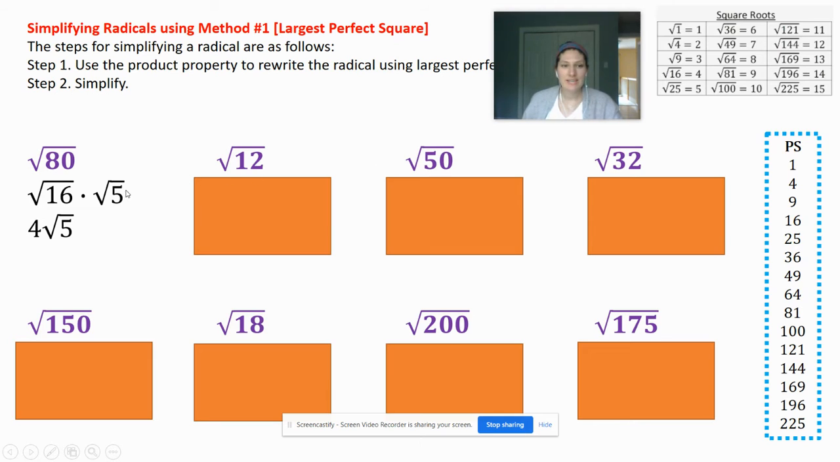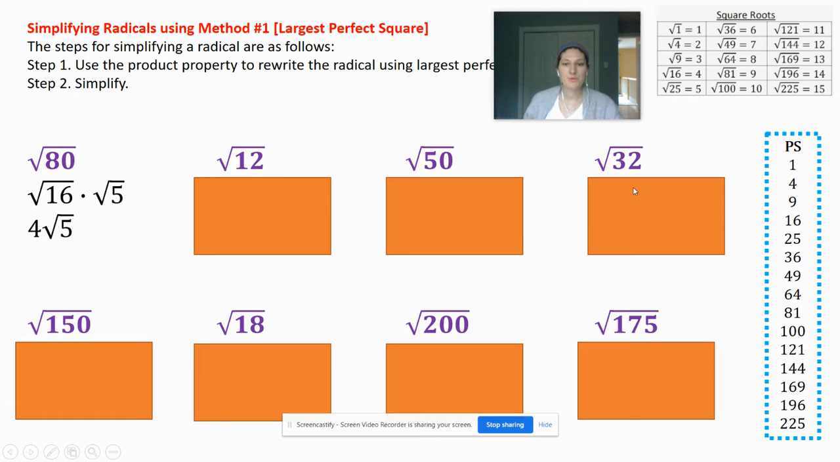Strategically, you chose a perfect square factor because whenever you take the square root of a perfect square, it's just a number, just an integer. The square root of 16 is 4. And so my final answer, this radical completely simplified, is 4 root 5.